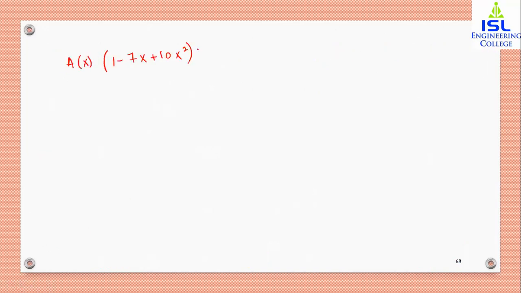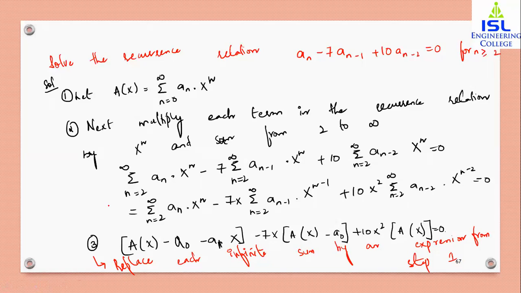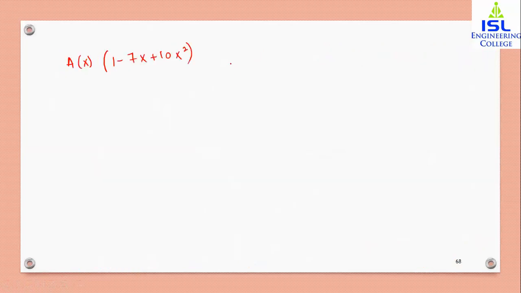Now after that, what are all the other leftover terms? a naught, a1x, a naught. We will take that on the other side. So that will be a naught plus a1x minus 7a naught x, or simply if we want to write A of x, then it can be given as a naught plus a1x minus 7a naught x.